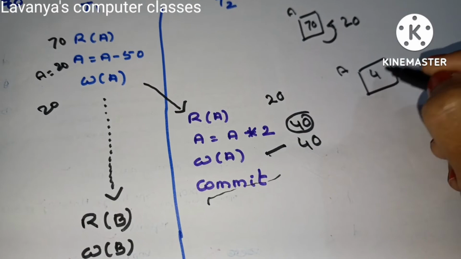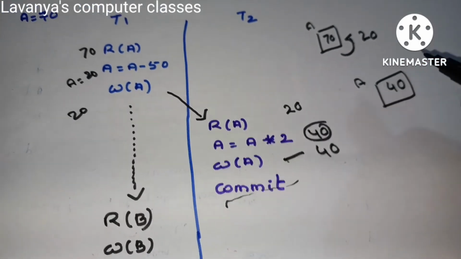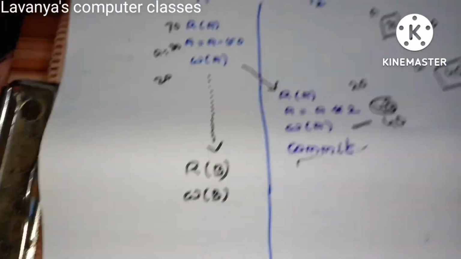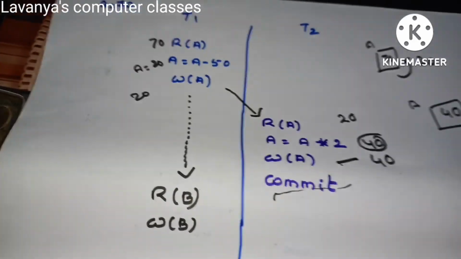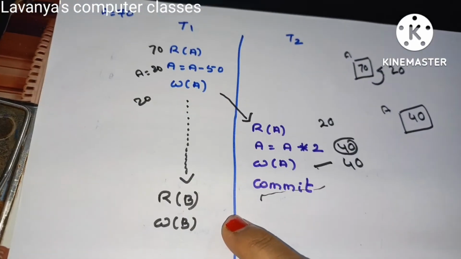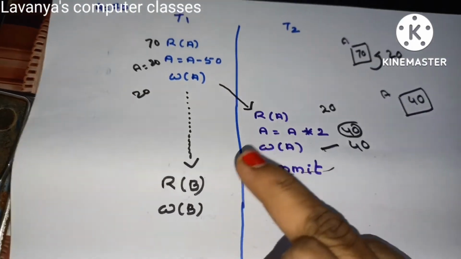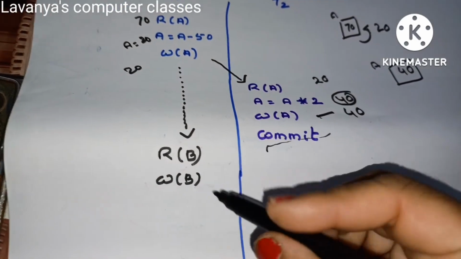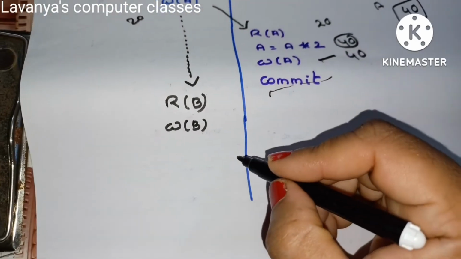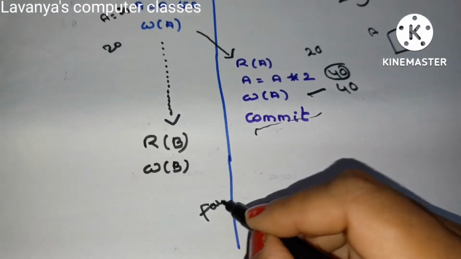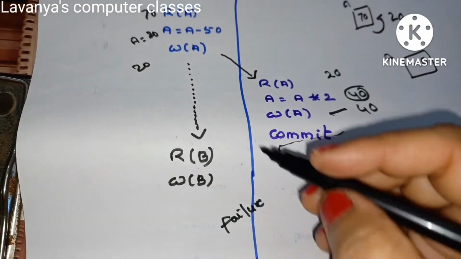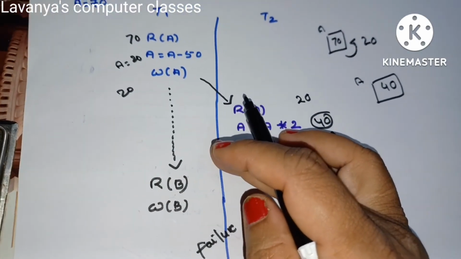So what is the A value now? 40, it is updated on your database. But still the transaction T1 is running, still it is working. Read B, reading some value, write B. After that, suddenly, before going to commit, some failure came. So the transaction T1 failed.